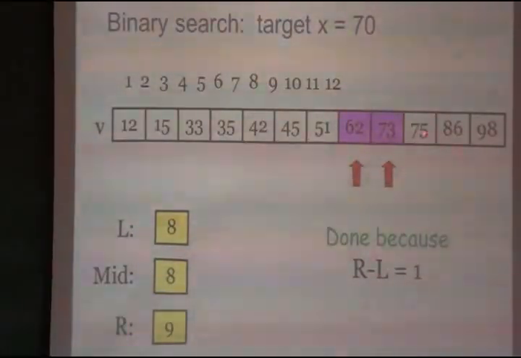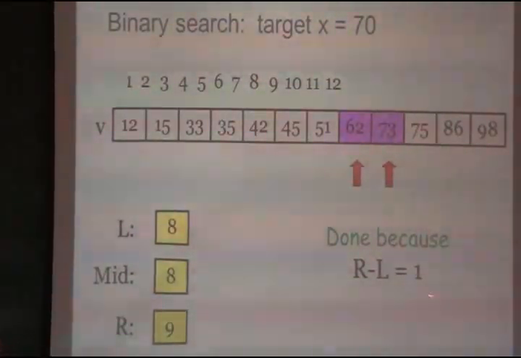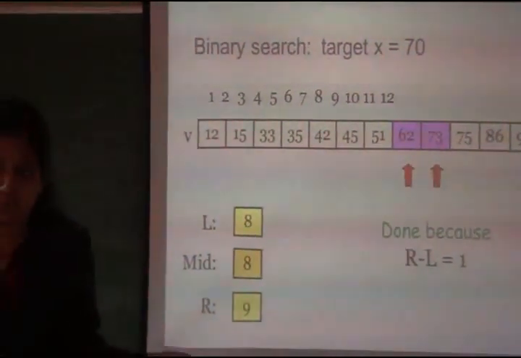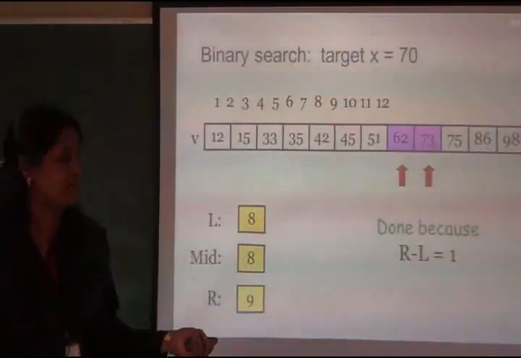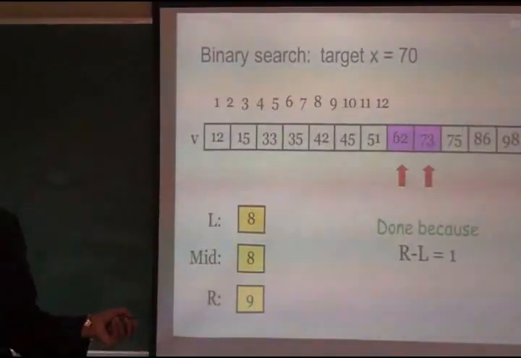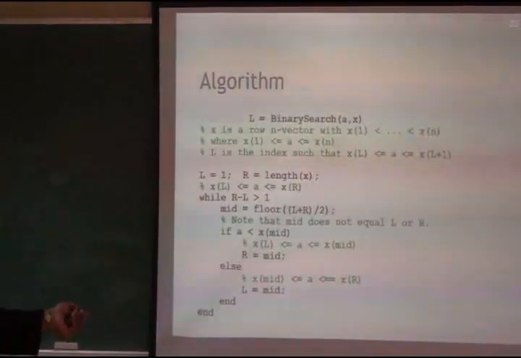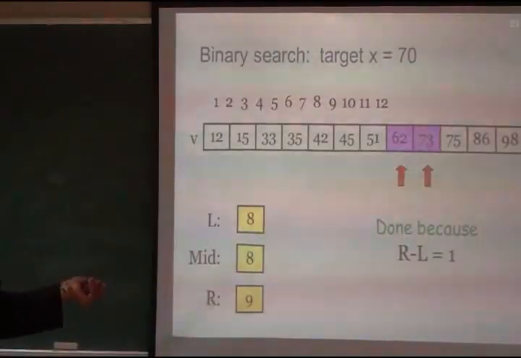Then again only two elements. At one point of time, if R minus L is equal to 1, it means there are no other elements, only two elements, left and right. In that case we have to stop the algorithm. So this is the method of how to solve.